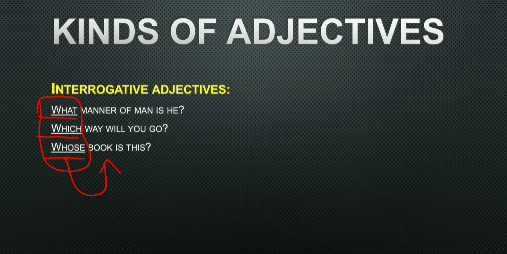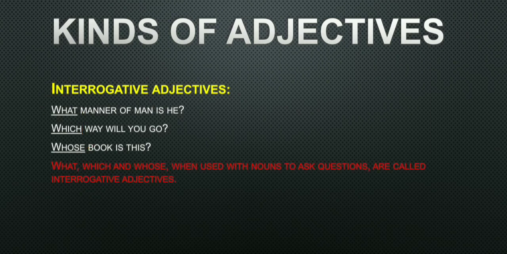Now look at the definition of interrogative adjective. What, which, and whose, when used with nouns to ask questions, are called interrogative adjectives. Keep in mind we have only three interrogative adjectives. And the next thing to be noted: what is used in a general sense and which is used in a selective sense.